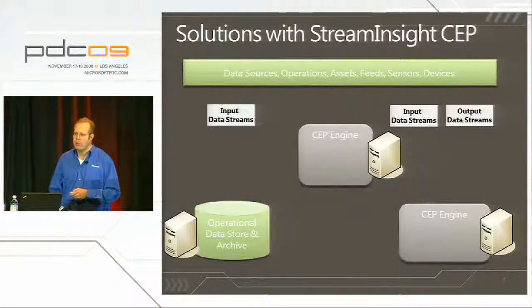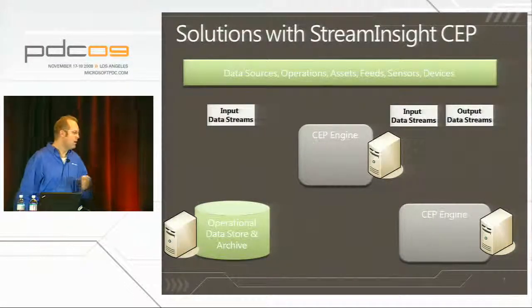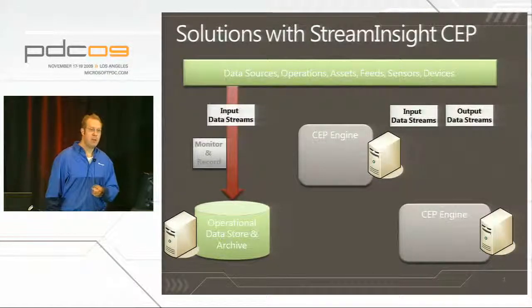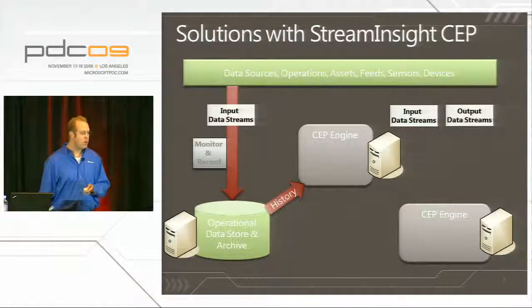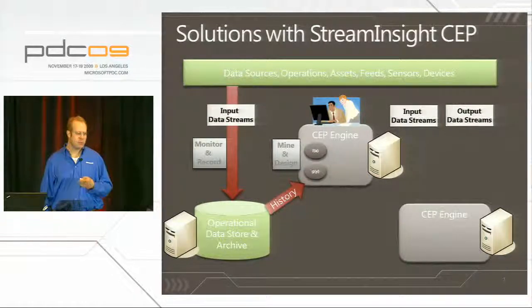Let me walk you through a little animation real quick. So those are the initial pieces that we saw. We have our instrumented assets, data sources. They generate input streams that we are putting in our archive, in our history. We go and look at the history. We mine and design the new objective functions, rules, and patterns.